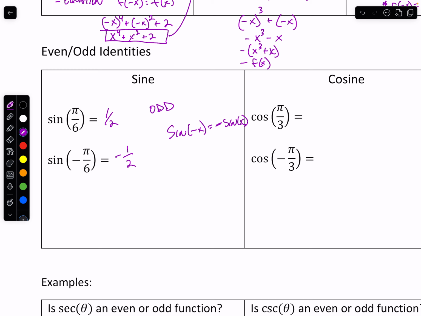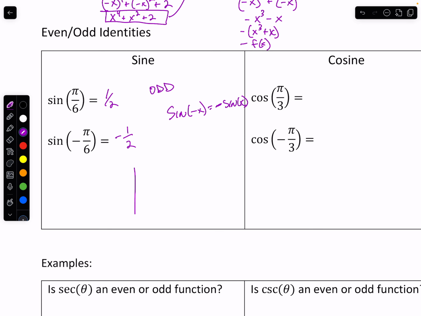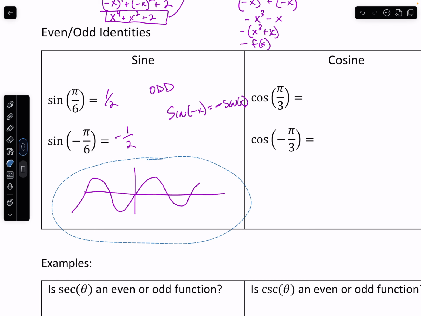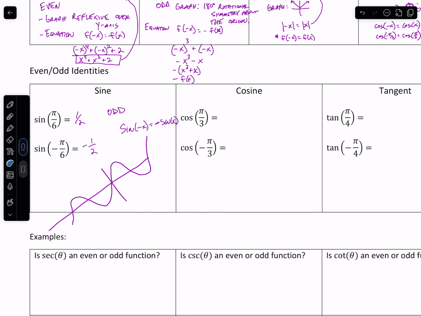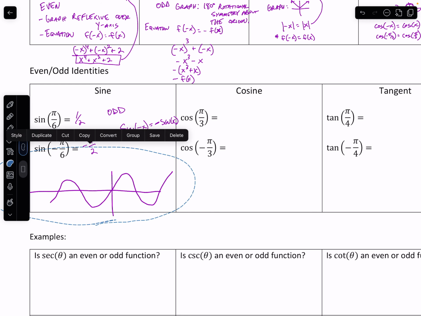Now again, this is not a proof, just one example that it works for pi over 6 and negative pi over 6. I could look at the graph of sine of x. I didn't draw it that great, but if you flip that 180, you get the same graph, right?